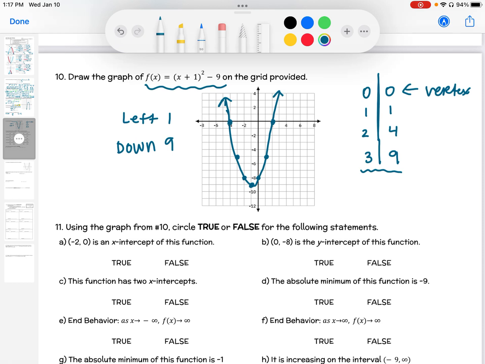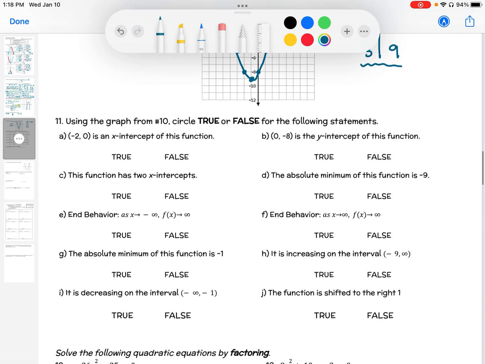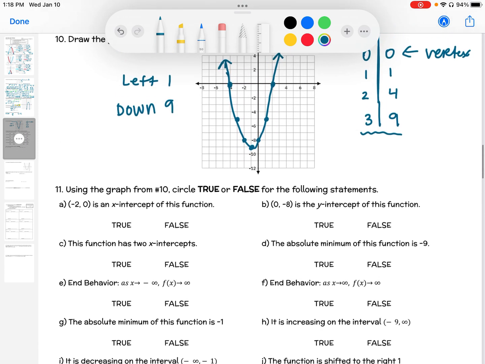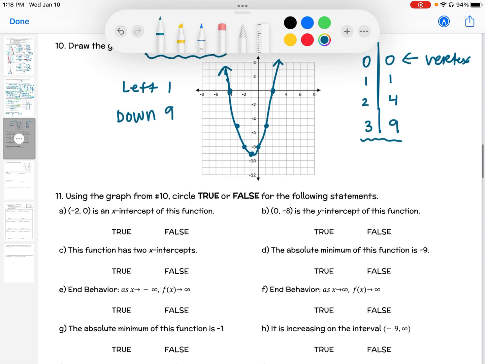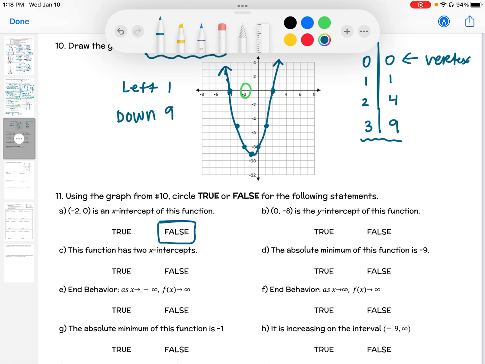All right, so we are now going to use this graph that we found, and we're going to answer some true-false questions. So negative 2, 0 is an x-intercept on this function. So negative 2, 0 happens right here. So this would have to be false because our graph doesn't even cross through that point. For B, 0, negative 8 is the y-intercept. That is right here. That is where our graph crosses the y-axis, so that would be true.